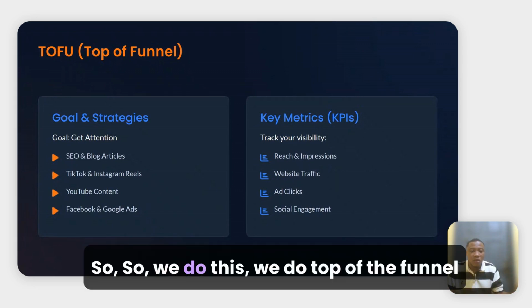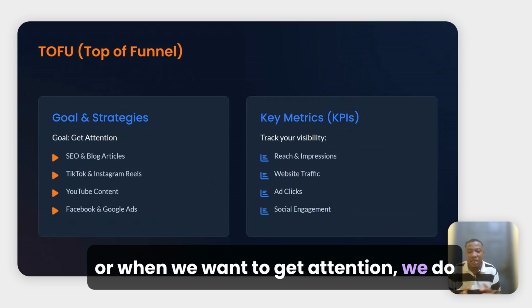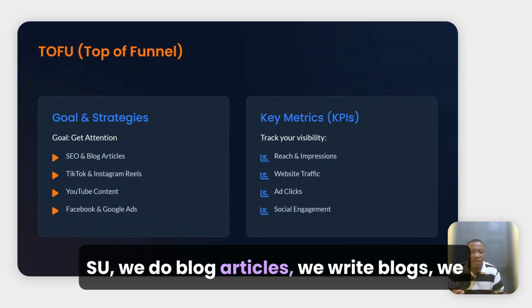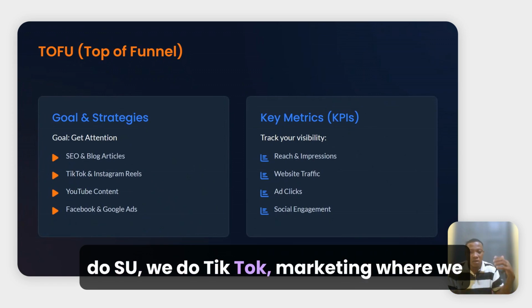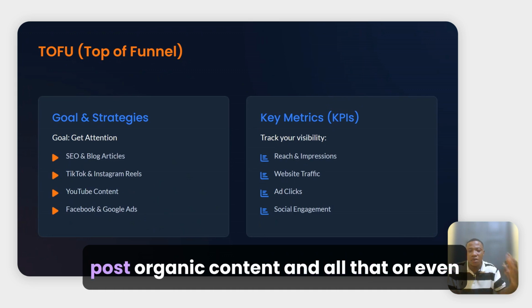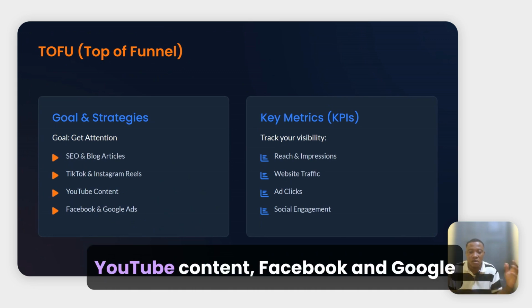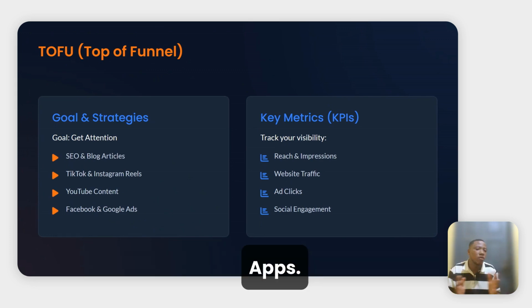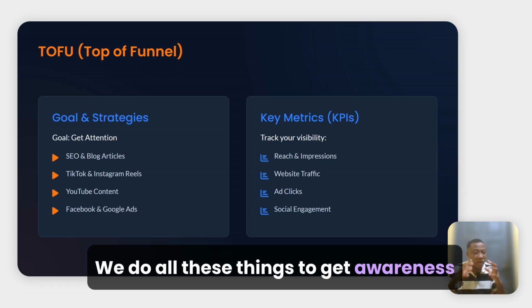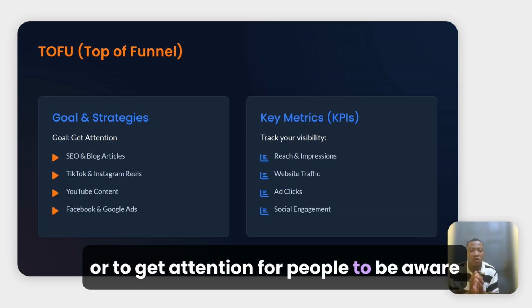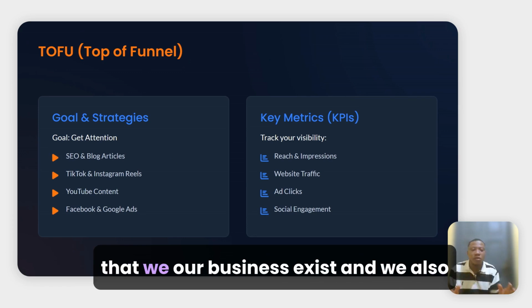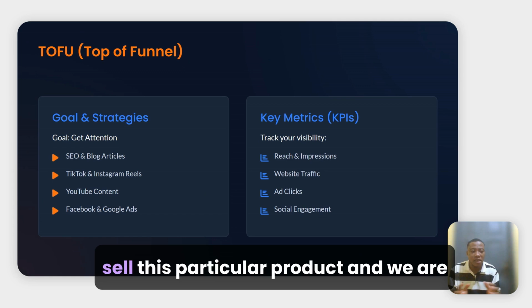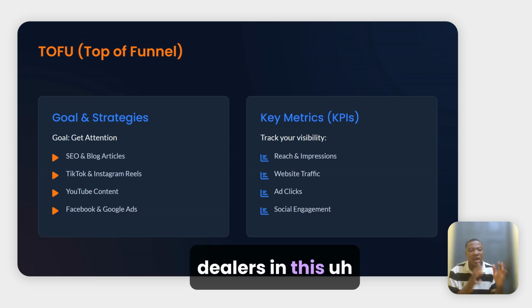So for the top of the funnel, when we want to get attention, we do SEO, we write blog articles, we do TikTok marketing, where we post organic content and all that, or even paid content, and Instagram reels, YouTube content, Facebook and Google ads. We do all these things to get awareness, for people to be aware that our business exists and we also sell this particular product and we are dealers in this industry.